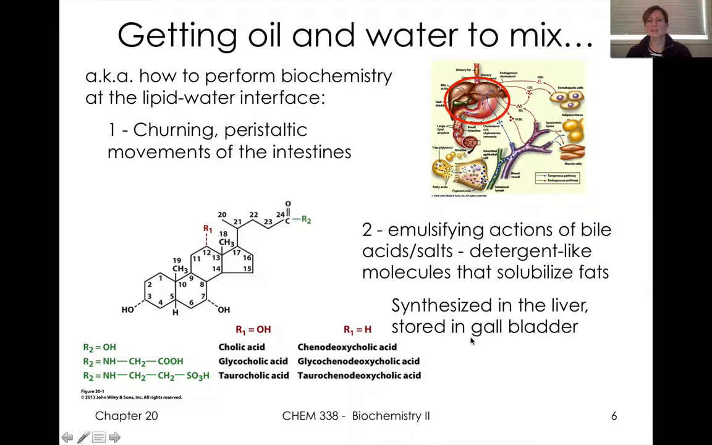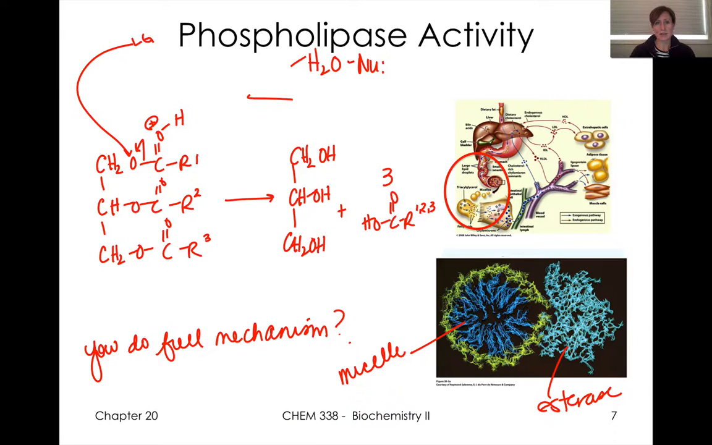Again, these bile acids are very important. They're synthesized in the liver, stored in the gallbladder, and again related to cholesterol. So that'll become important as we deal with cholesterol metabolism. So again, we're not done with reaction mechanisms. We'll deal with hydrolysis of an ester.